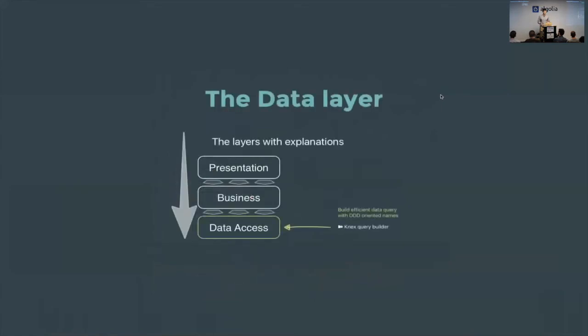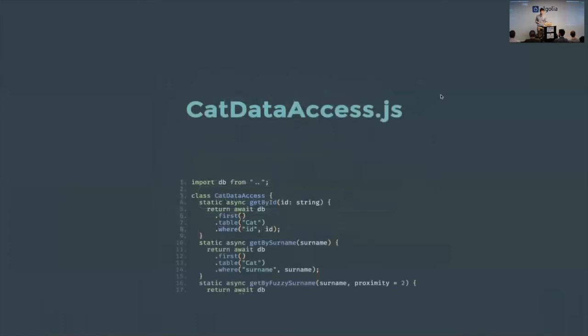I'm going to talk then about data access. I'm going to talk about what is in between business and data access layers later. The data access layer aims to fetch our data. This is the link to our database. So on our previous calls, catDataAccess.getById method, we're going to ask our layer to fetch one cat, simply as this.